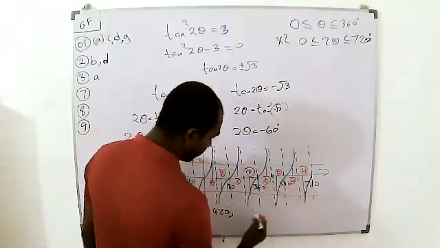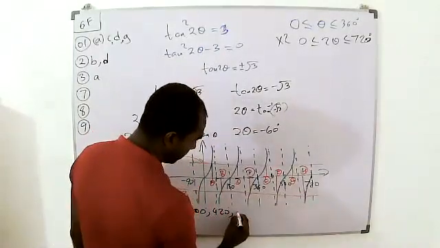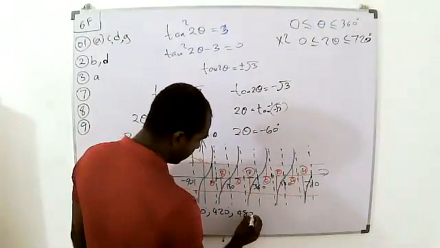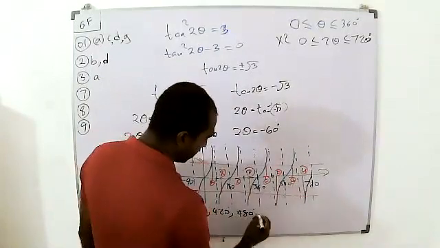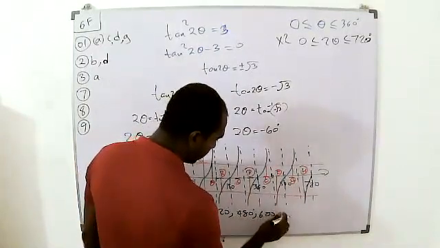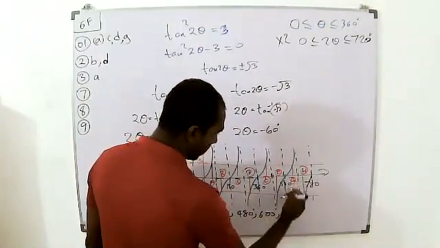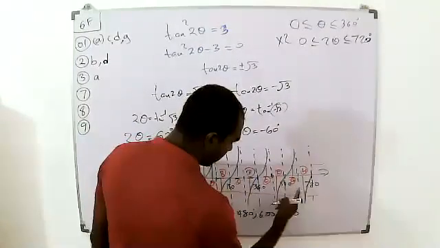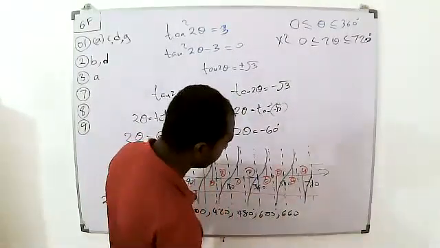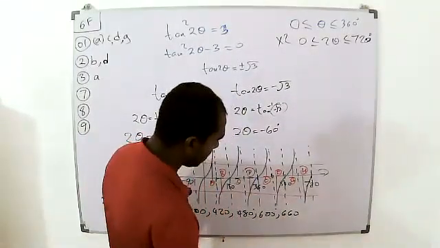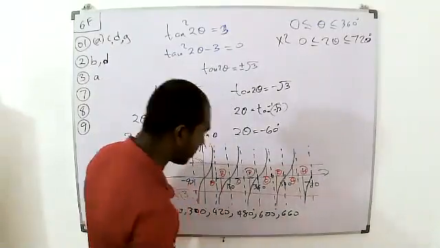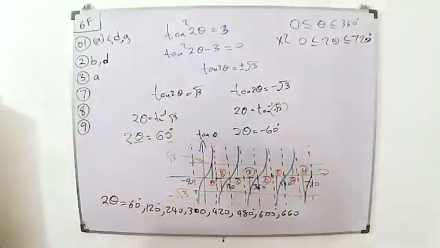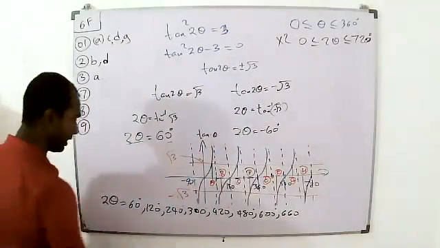Then F is going to be 480 degrees, 600 degrees, and 660 degrees. Is it clear? Yes, 660 degrees. All of these are possible answers for 2 theta.